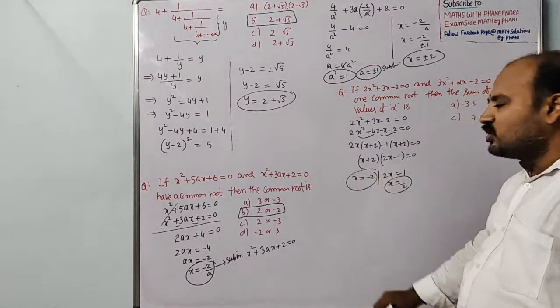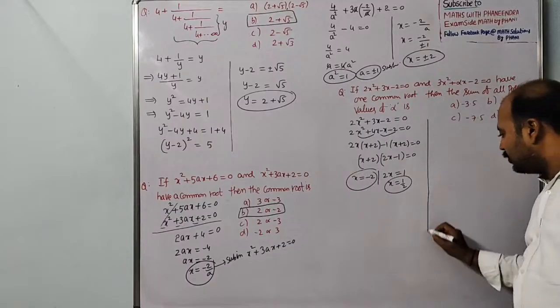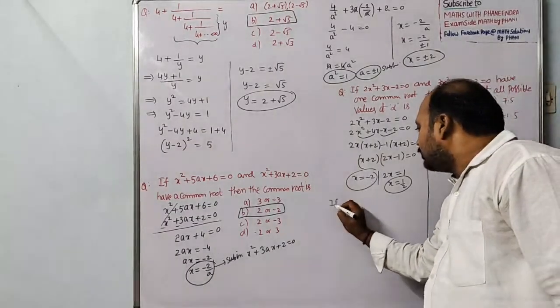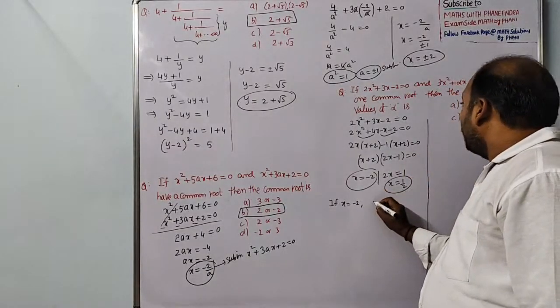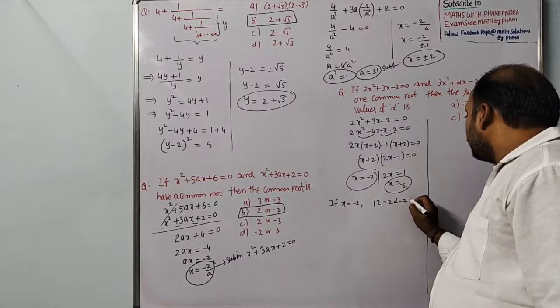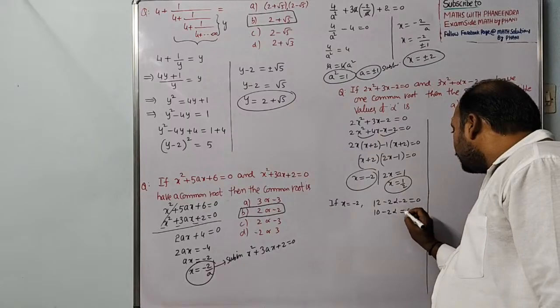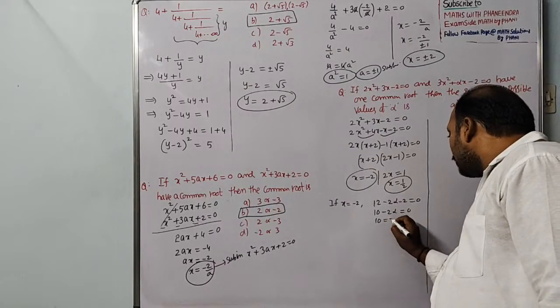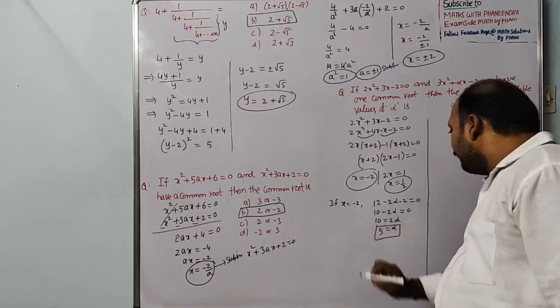When x is equal to −2, what happens? Here, substitute. Case 1, case 2. If x = −2, we can substitute: 4 into 3 is 12, −2α − 2 = 0. So 10 − 2α = 0. So 10 = 2α, α = 5. That is one of the α values.